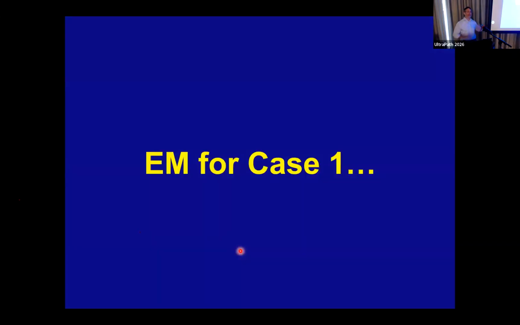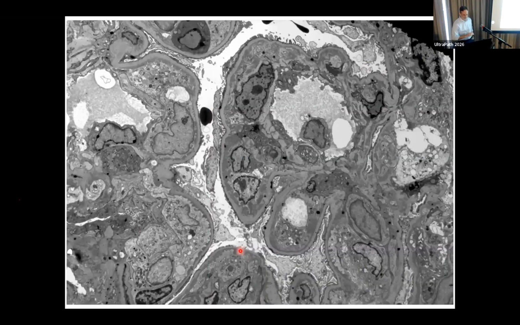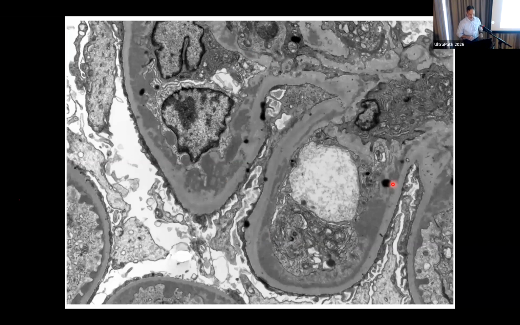Okay, so let's go back to the case that we started with, now that we've blathered on about the differential. Here's what we saw in this case. There's a tremendous number of electron-dense deposits, primarily in the subendothelial location. We can see glomerular basement membrane duplication as well as cellular interpositioning. At a little higher power, you can see this huge burden of deposits. The deposits have a granular, amorphous, typical immune-type deposit appearance, but there are so many of them that they're essentially contiguous.